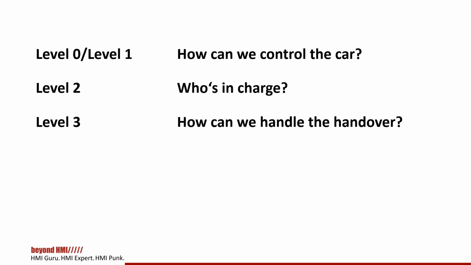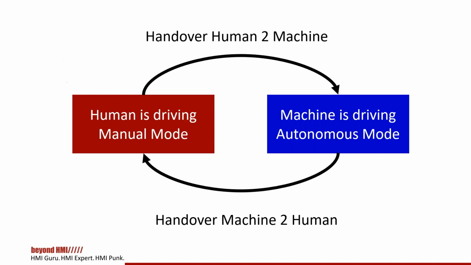So let's move on to level 3. Level 3 means the driver can pull himself out of the loop. So we have a serious handover procedure between human and machine that we need to take care of in a way. So this picture basically shows the 3 different activities we have on a car like this one. The red box on the left means human is driving, so we are in manual mode.